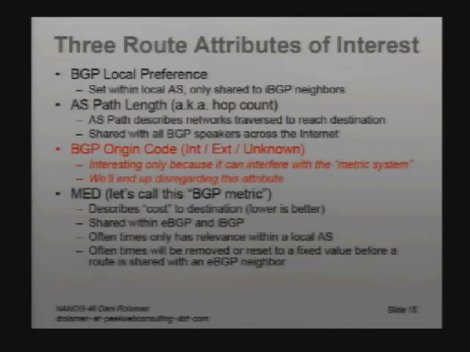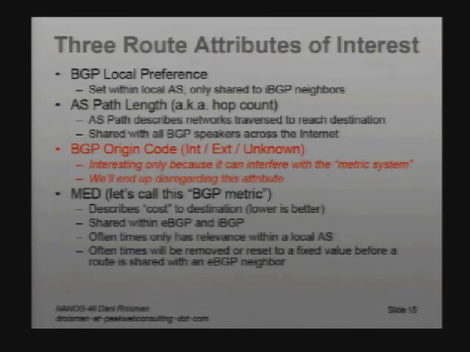So let's talk about these 3 attributes of interest. These are attributes that we use to tweak traffic using the system. So there's a local pref, which is the first one that is compared. This is set locally within the AS, and it's only shared between iBGP neighbors. I'm not talking about confederations here. It gets a little more complicated. I'm really going to stick with the simple network design here. The AS path length, number of hops. It describes which networks have to be traversed to reach the destination: AS3, AS4, AS6. It's shared with all BGP speakers across the internet.